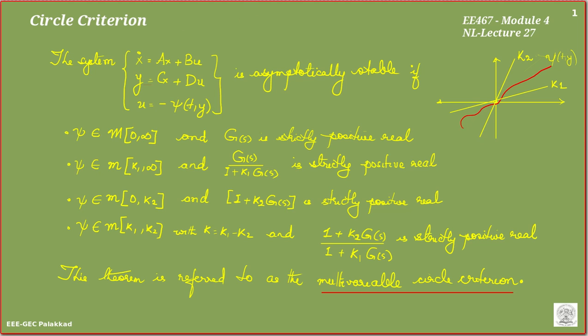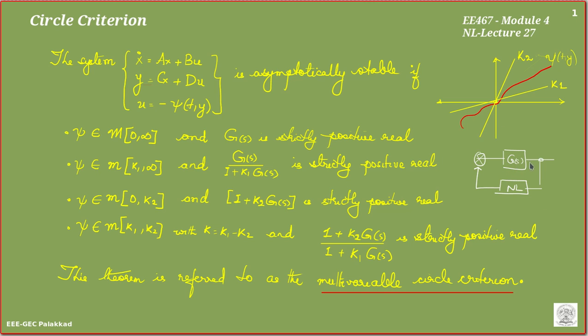Hello, now let us see what the circle criterion is using some graphical means. We will see how we can utilize G(s) itself. If G(s) is connected to a nonlinearity NL, then how can G(s) be used for analyzing the stability of the whole nonlinear system?